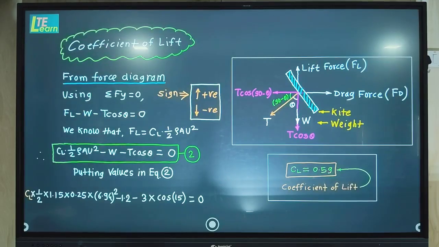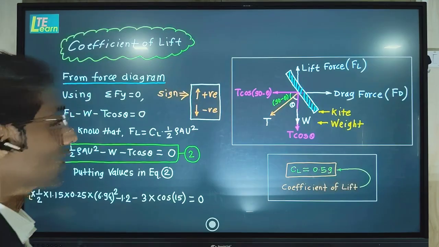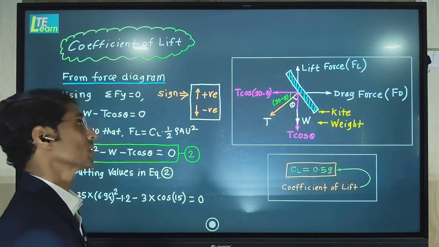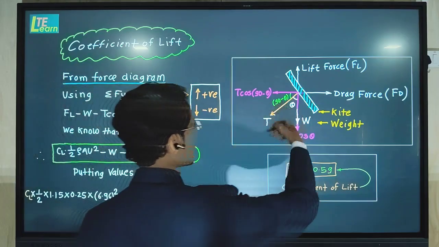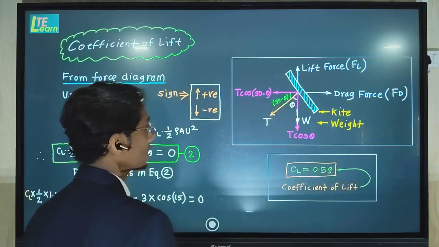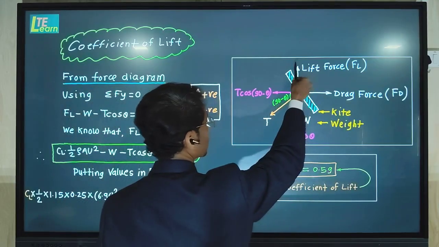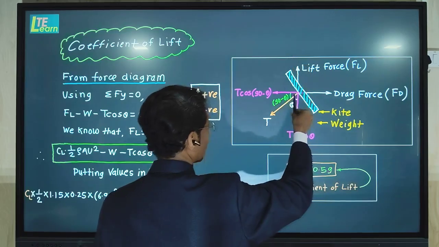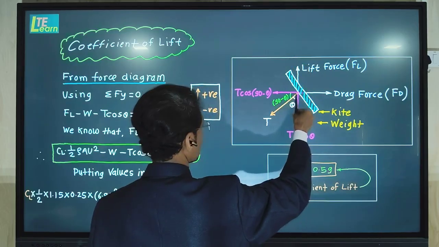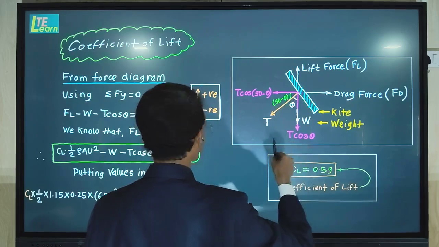The next calculation is of coefficient of lift. So for that we have to take into consideration forces along the vertical line. For that, this is a diagram we will use. In this case, we see the lift force which is acting in upward direction. We will take it as a positive sign. And this is a force which is acting in a downward direction, T cos theta.